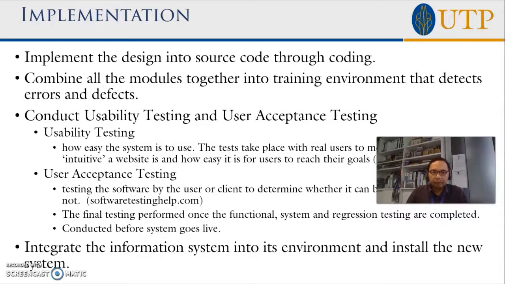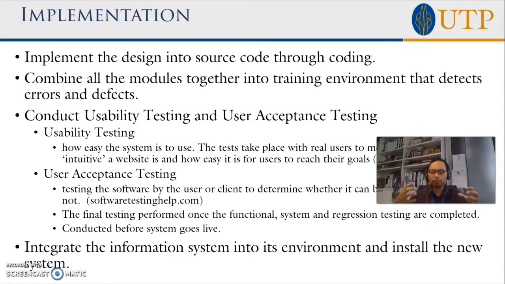In implementation, you would implement the design into source code, the programming language. Through coding, you would combine all the modules together into training environment that detects error and defects based on the system architecture which you have created previously. You would have modules. Now, for example, like you would have a login module, you would have a finance module, you would have sales ordering module, whatever modules that is required based on the user requirements.